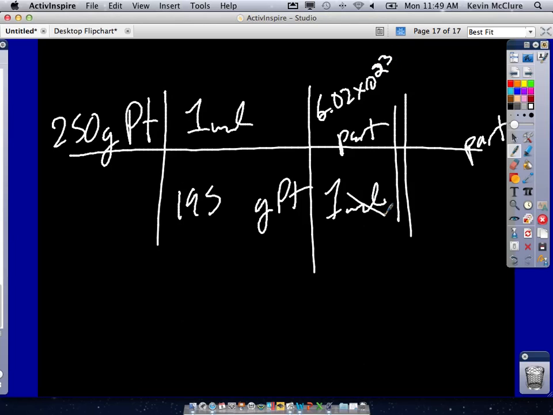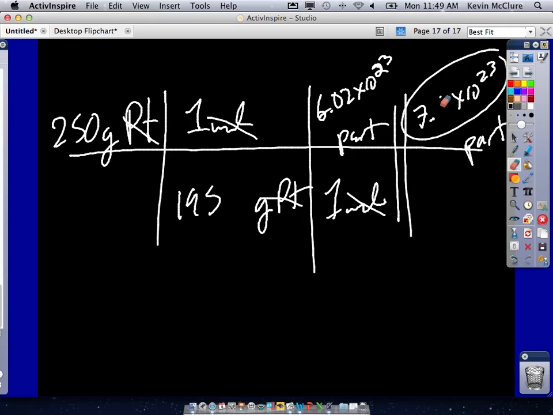So now moles cancel, grams of platinum cancel, and then this was 1.25. So that's around 7.5 times 10 to the 23rd? I could be wrong, I'm doing it off the top of my head. 7.7? Okay, thank you, Oscar, for correcting that. 7.7 times 10 to the 23rd particles. Questions?